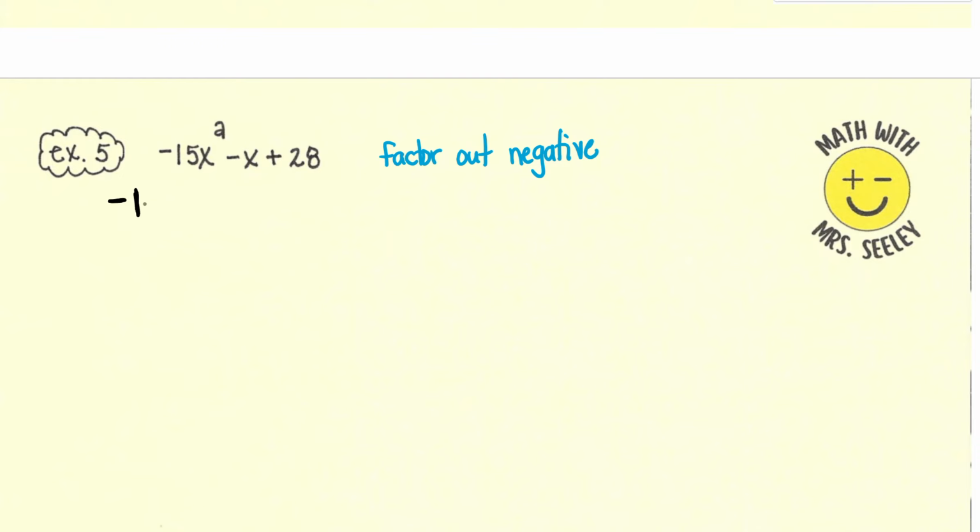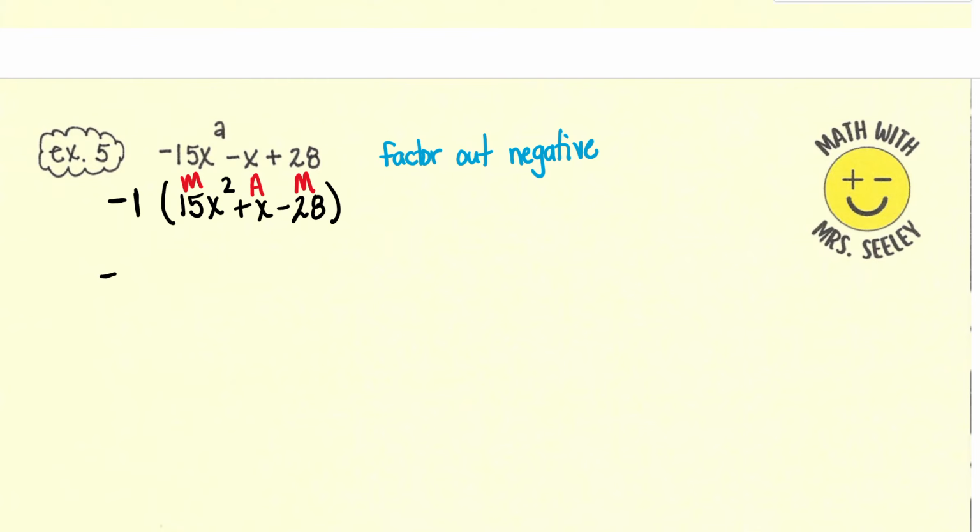So I'm going to take a negative 1 out. A negative divided by a negative is a positive 15x squared. A negative divided by a negative is a positive x. And a positive divided by a negative is a negative 28. Now we're ready to MAM.